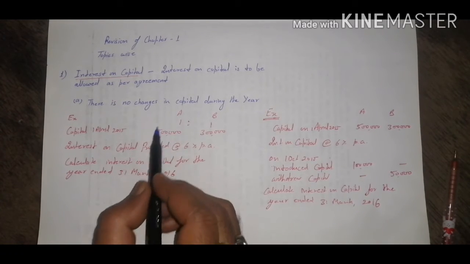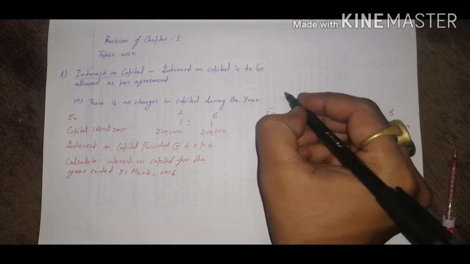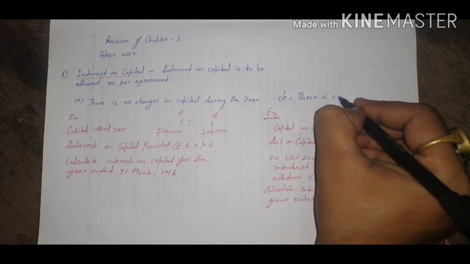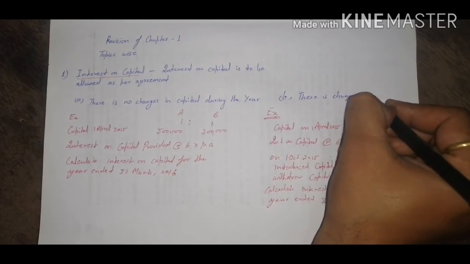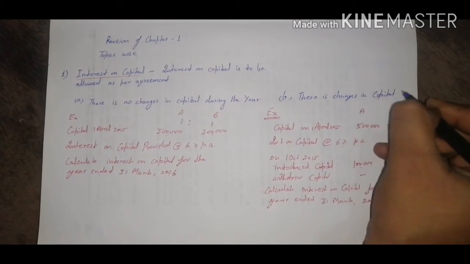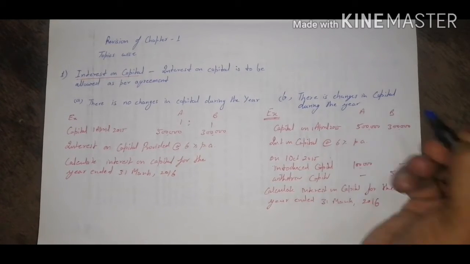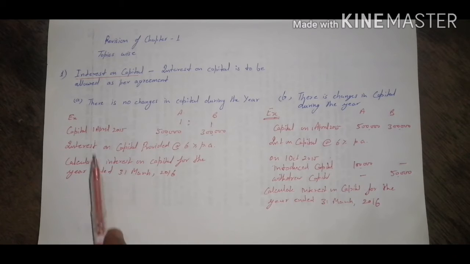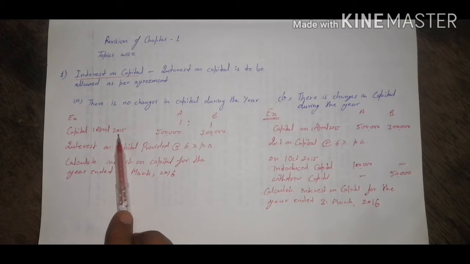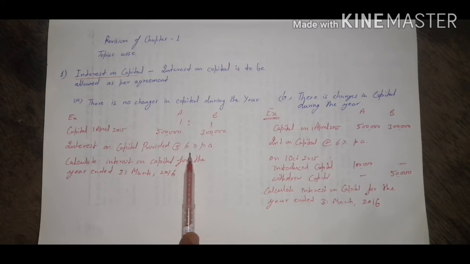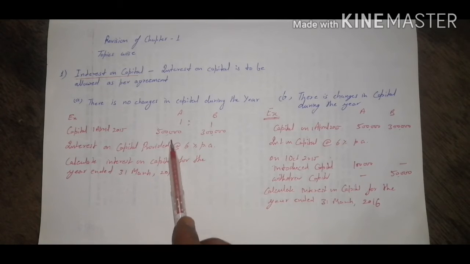In the first case, there is no change in capital during the year, and in the second, there is a change in capital during the year. In case 1, capital at the beginning of the year, 1st April 2015, is 5 lakh and 3 lakh. Interest on capital is provided at the rate of 6% per annum. Calculate interest on capital for the year ended.